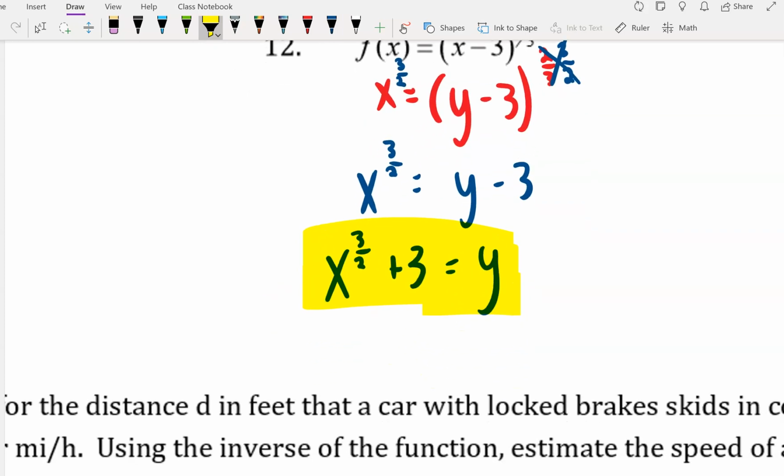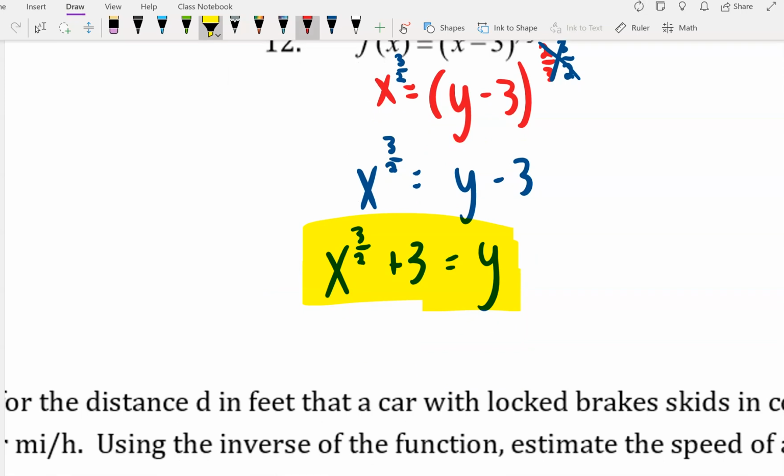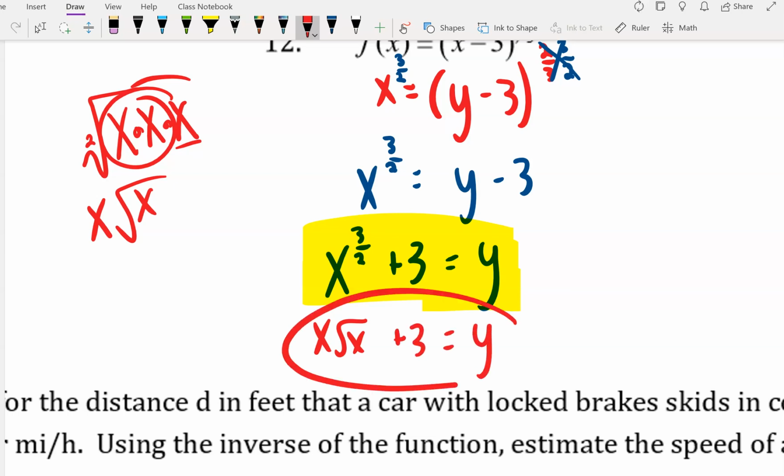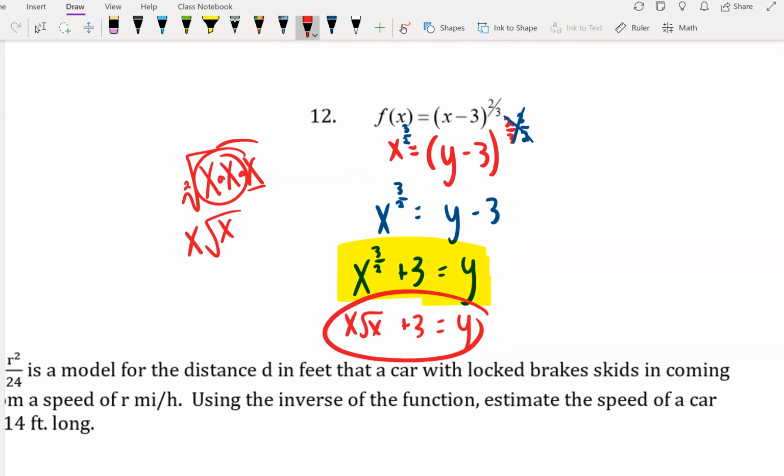We technically could write this in radical form also if we wanted to. I'm going to do it off to the side. It's going to be the square root of x to the 3rd. You can simplify that. X to the 3rd means 3 x's. There's a group of 2 x's, so one x comes out, and 1 x stays in. So you could also write this as x root x plus 3. I don't like that as much though. Really, I should probably put the 3 in the front on that. I like the thing that I had highlighted better. You can just leave your answer like that.